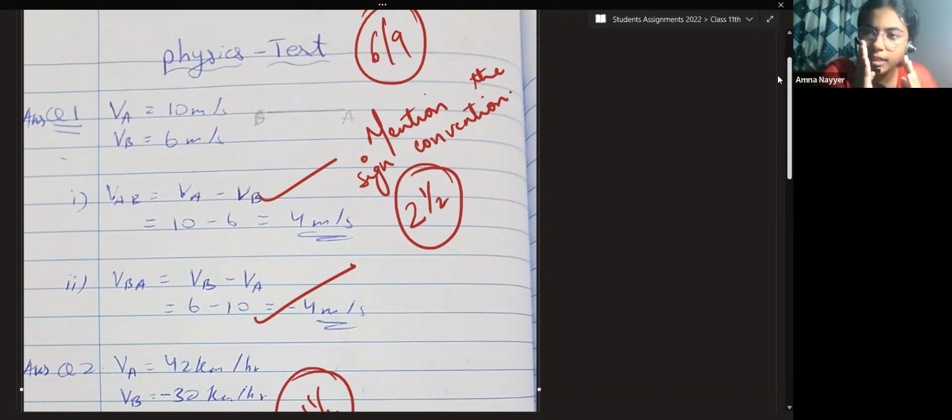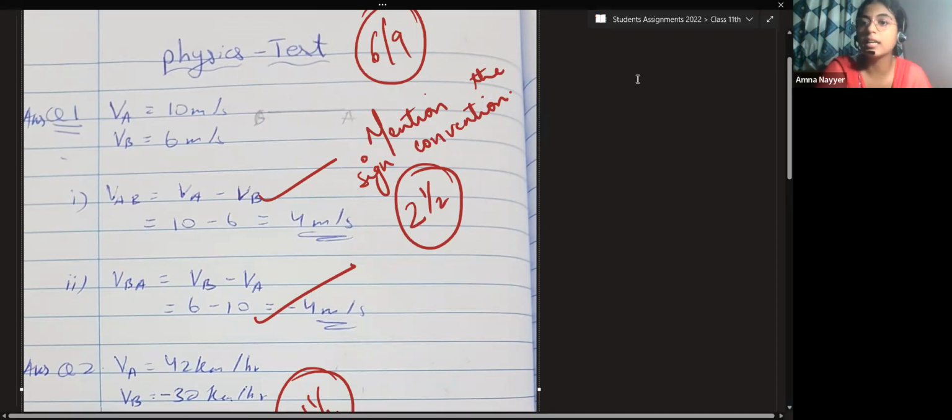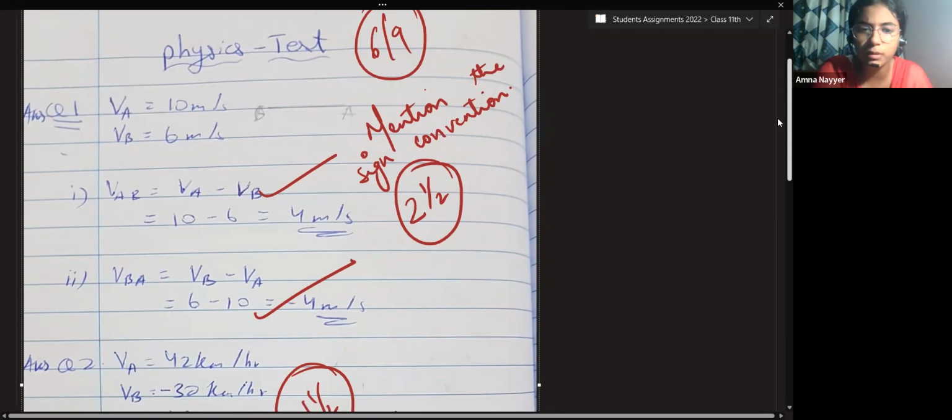So it means you had taken a certain fixed value. And if it is coming 4 meter per second in the first part and minus 4 meter per second in the second part, what should I assume? Is plus 4 meter per second pointing towards right or towards left? So you have to mention which sign convention. Otherwise, just start with that. Start with the sign convention. Otherwise you lose your complete marks.